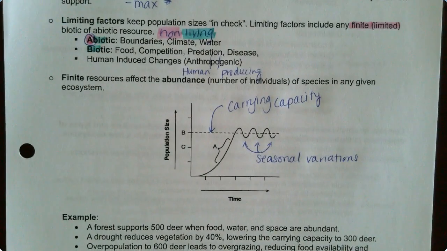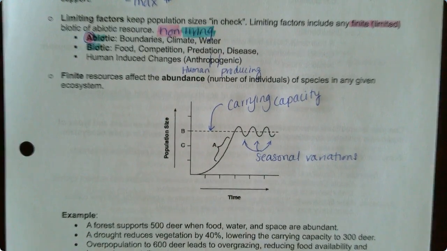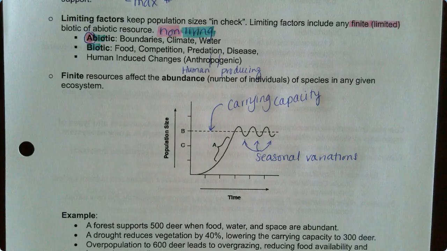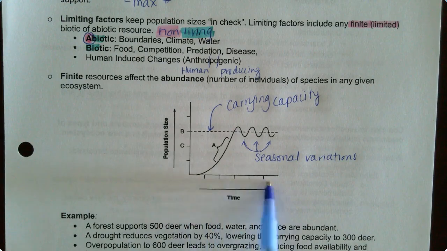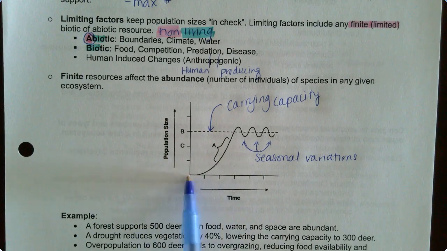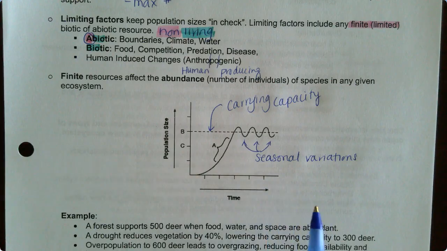All right, so finite resources affect the abundance or number of organisms of a species in any given environment. When they're talking about quantitative data, I'm thinking maybe you'll get a graph like this. One thing about this graph is that while the axes are labeled, they don't have any numbers on either the time or the population size. So all we really can deduce from this is general trends. Looking here, this is time. Is this over 10 years? Is this over 20 years? Is this one season? We honestly can't tell. But we do know that this is going to be over a period of time.